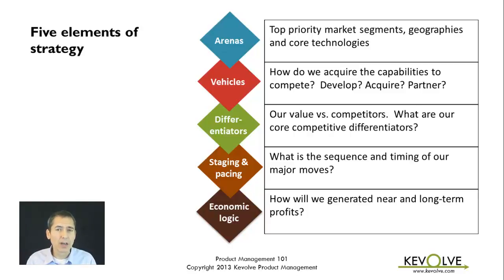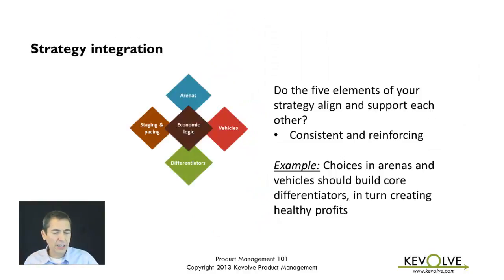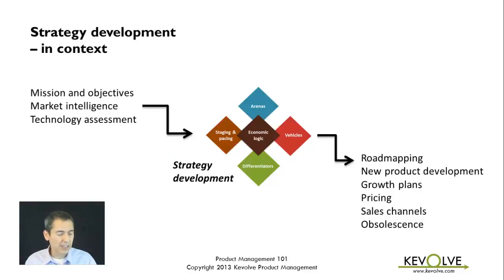So if you're working through a strategy on a product group, it's important to think about all of these areas and really think them through. And in addition, you need to think through how all of those areas work together. So this is the real art and brain work of strategy development. Think about your arenas, your vehicles, your differentiators. How does one support the other? How are they consistent and reinforcing? How do your choices of your market segments and your geographies and your technologies and your vehicles, how do they lead to competitive differentiation? How do they lead to your long-term profitability? That's strategy integration.